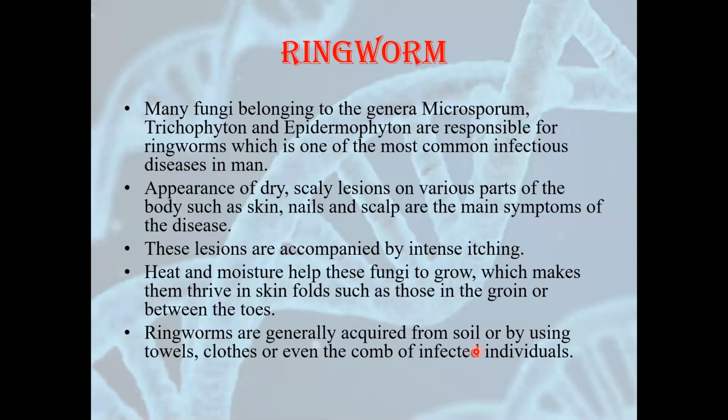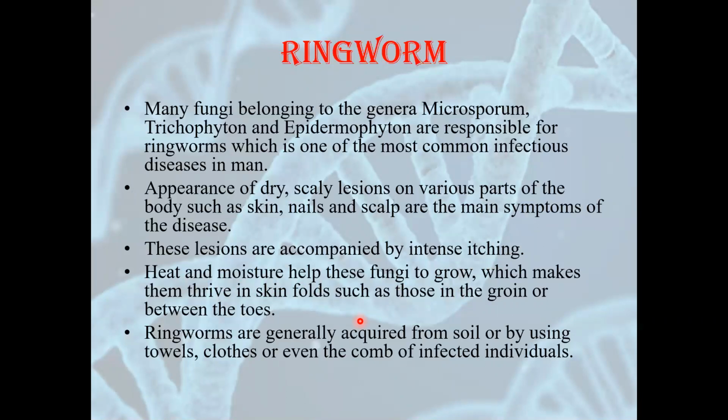So this is ringworm. What happens here? There is appearance of dry, scaly lesions on various parts of the body. It can happen on skin, sometimes nails, scalp. And along with lesions, there will be intense itching and burning sensations. Heat and moisture generally help the fungus to grow. So if there are any skin folds in our body, like between the toes, underarms, the groin region, reproductive part region, and such regions where there is a lot of heat and moisture, especially in summer seasons, that will be favorable to the fungus and the fungus will grow over there.